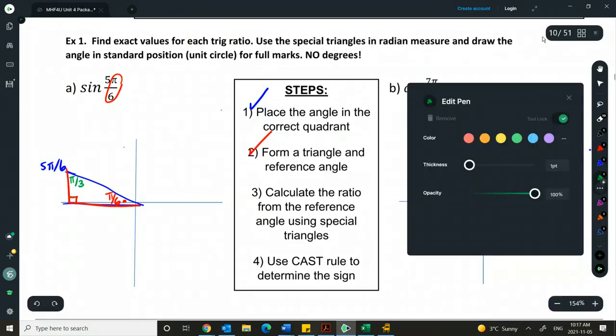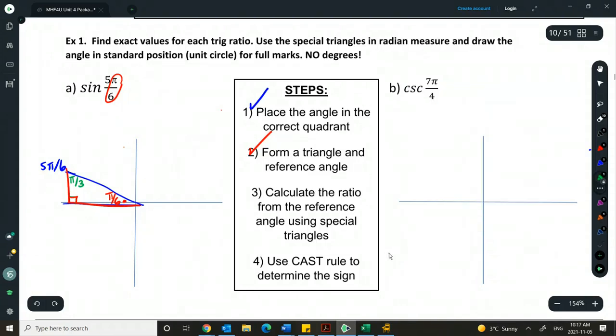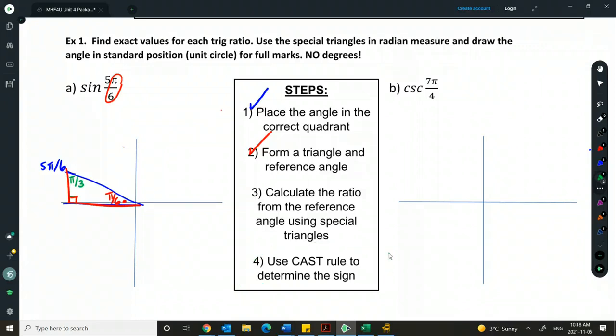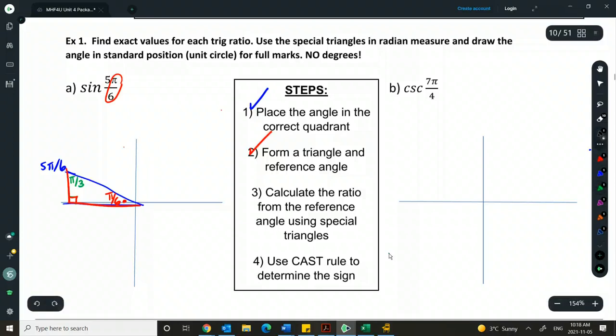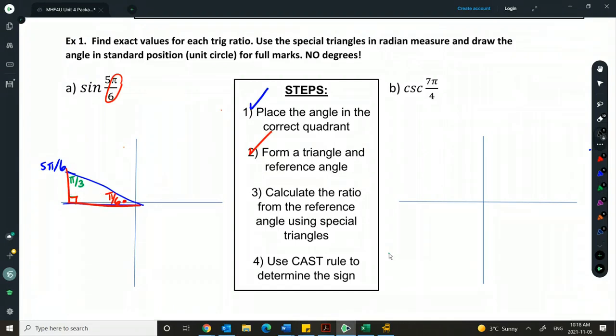Now we are going to calculate the ratio using the special triangles, and we're going to do these at the same time. We're going to use the cast rule to determine the sign of the answer as well. So we'll do a little recap of the cast rule as we're doing this. The sides of this triangle: 1 always goes across from the smallest angle. So across from pi over 6 is 1. Across from pi over 3 is root 3. And the hypotenuse of the pi over 3, pi over 6, pi over 2 triangle is 2.